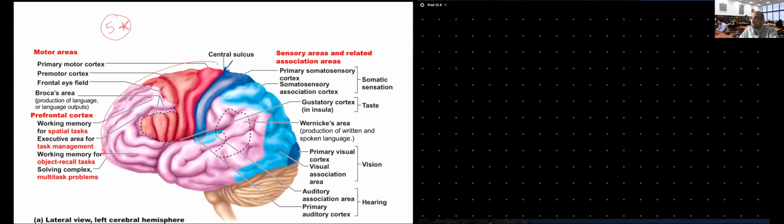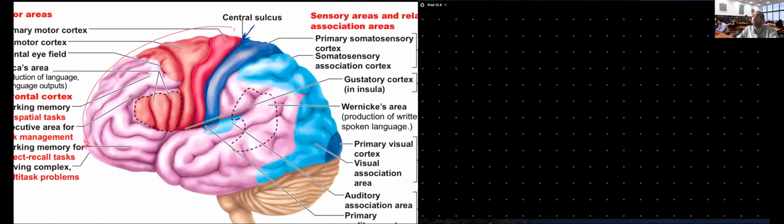The pre-central gyrus is the site for the primary motor cortex. This is where I've got the nerve cells that are going to be responsible to initiate the motor movements of my skeletal muscles. This is the primary motor cortex, or the pre-central gyrus.